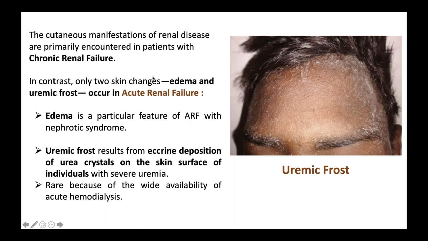Next, we come to renal diseases. The cutaneous manifestations in this case are primarily encountered in patients with chronic renal failure. And in case of acute renal failure, there are two important cutaneous changes: one is edema and the other is uremic frost. This uremic frost results from the eccrine deposition of urea crystals on the skin surface of individuals with severe uremia. And nowadays it is rare because of the wide availability of acute hemodialysis.